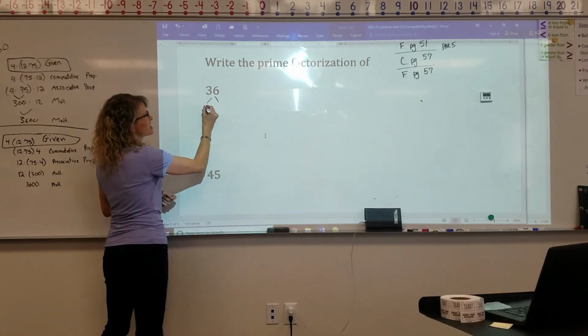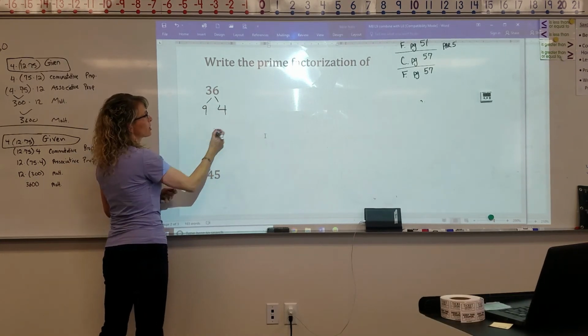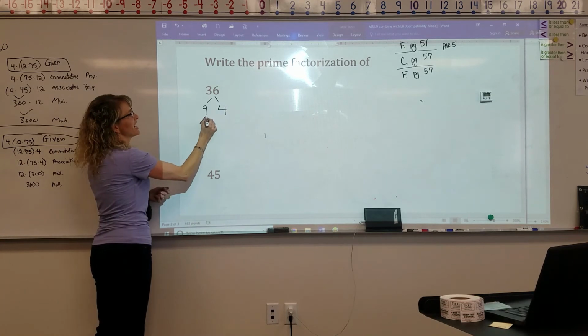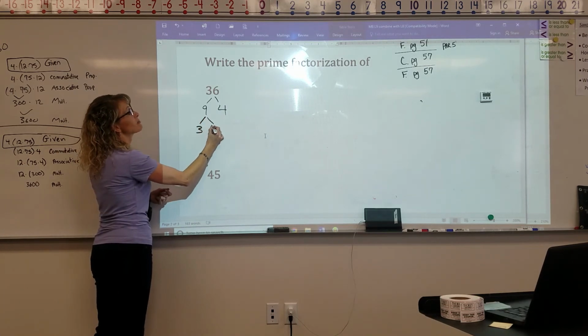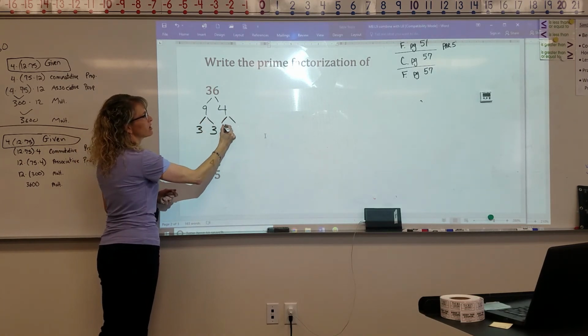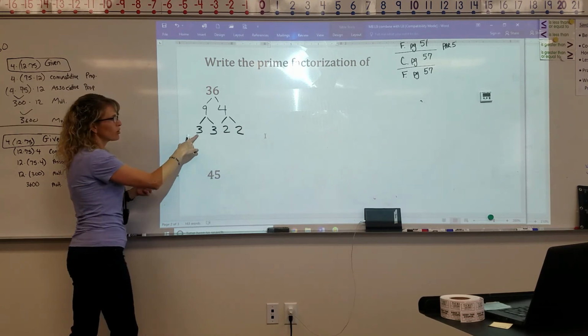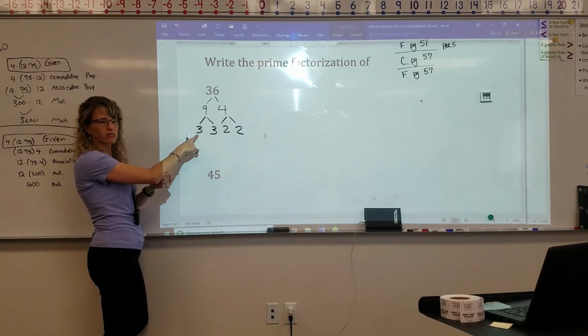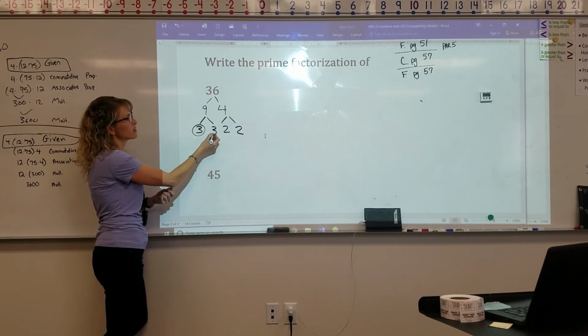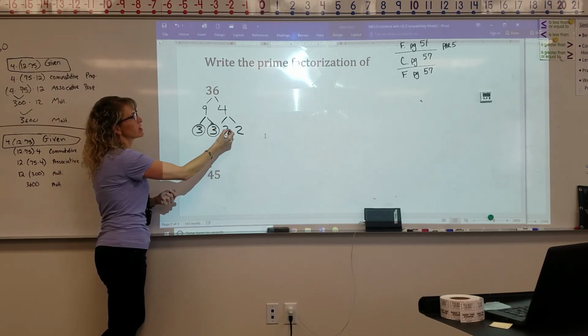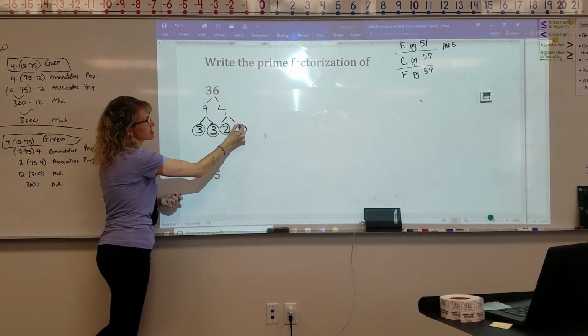Okay, factors of 36. My first thought is, oh, 9 and 4. So then what are the factors of 9? I say 3 and 3. The factors of 4 are 2 and 2. Then I ask, are there any more factors of 3? No, so it's prime and I circle it. 3 is prime. Is 2 prime? Yes. But I'm not done.